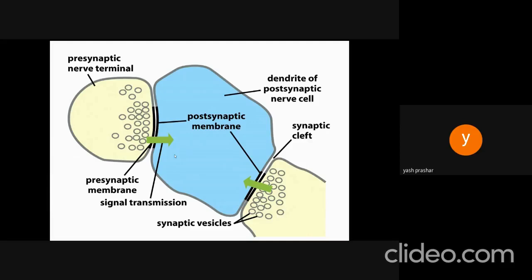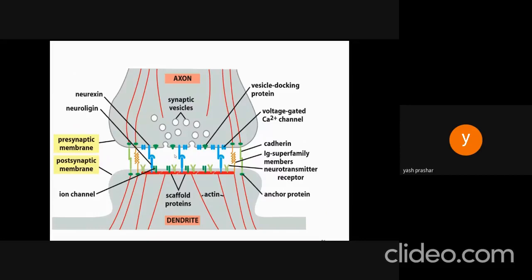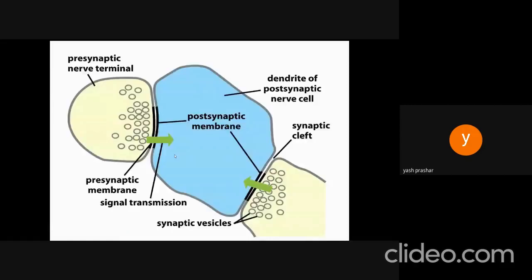In this, we need to understand only the presynaptic nerve terminal, then the presynaptic membrane, and then the postsynaptic membrane. Everything happens in between these points, and finally comes the resultant action. This particular slide will give us a clearer understanding of our chemical synapse.